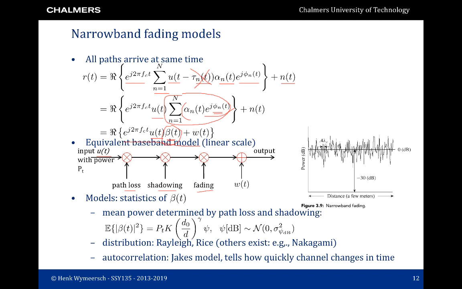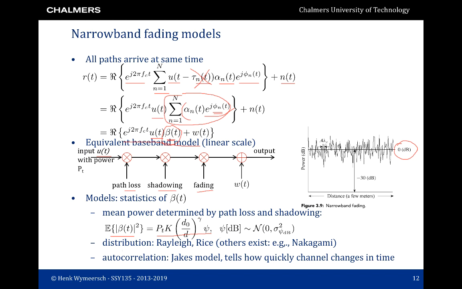Now what remains is to model beta of t. Once we understand beta of t, we are done. So we need to look into the statistics of beta of t. We can first make the following comment. The average power is determined by path loss and shadowing. So the average power level that we have here, for instance 0 dB, is the value due to path loss and shadowing. So we know that the average power of beta is just whatever the path loss and shadowing gives us.